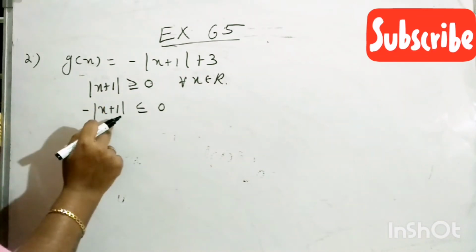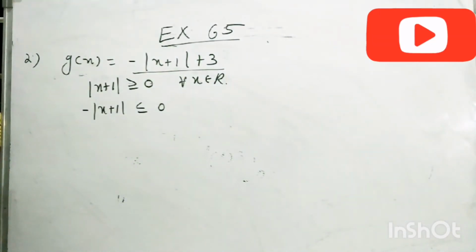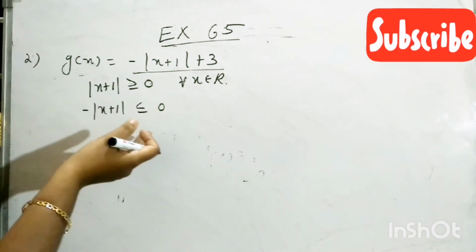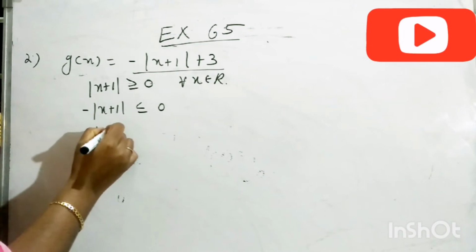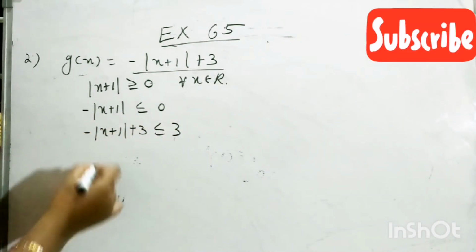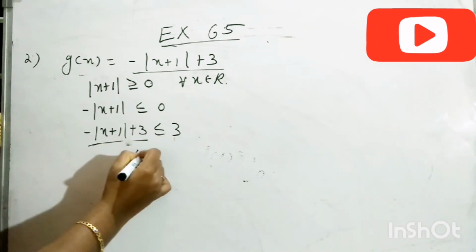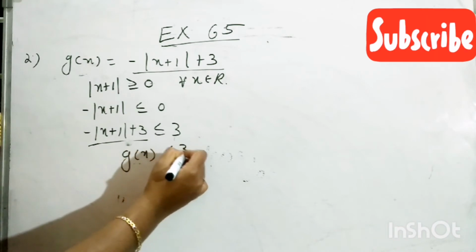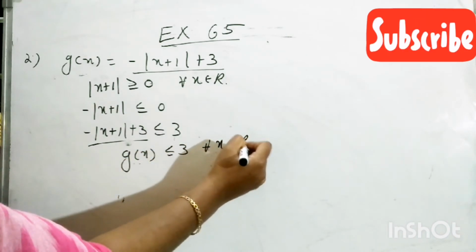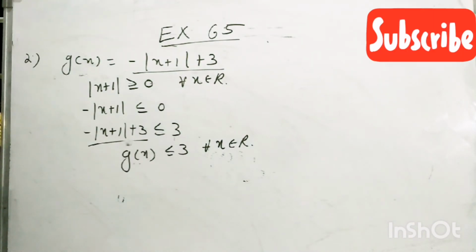So we have minus of |x + 1| less than or equal to 0. What we want to get here is minus of |x + 1| plus 3, so just add plus 3 on both sides. Minus of |x + 1| plus 3 is less than or equal to 0 plus 3, which is 3. This is our g of x. And what we got is g of x is less than or equal to 3 for all x belongs to R. That means the maximum value of g of x is 3.